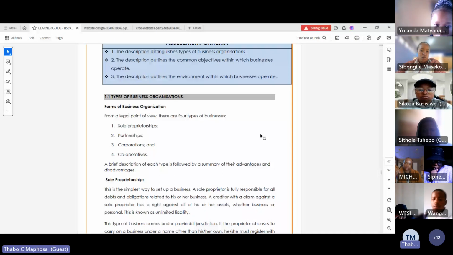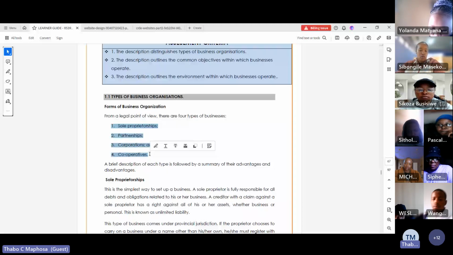There's the first one that is called a sole trader. Then the second one that is called a partnership. Then there's something called a corporation. And then there's something called a cooperative. Now, all of these businesses operate very, very differently. Besides them being different, there are also certain advantages and disadvantages associated with each and every form of business that you choose.